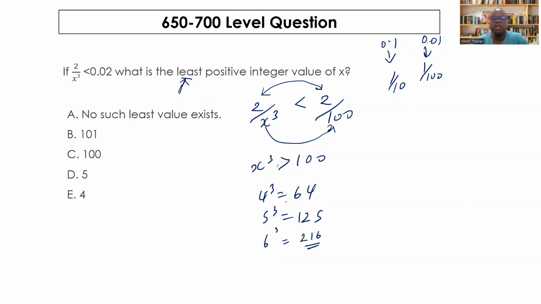So 4 will give a value greater than 0.02 simply because 64 is less than the denominator 100. But 5 is the sweet spot here. It's 125, greater than 100, and therefore it will make this whole fraction less than 0.02. So this is our golden value, and therefore D is the answer.